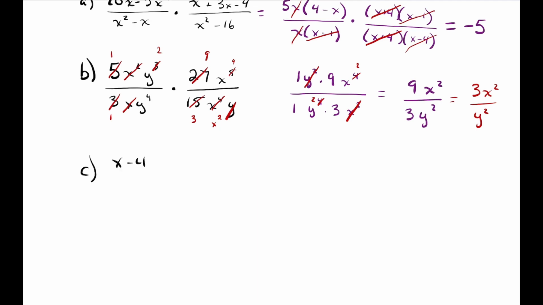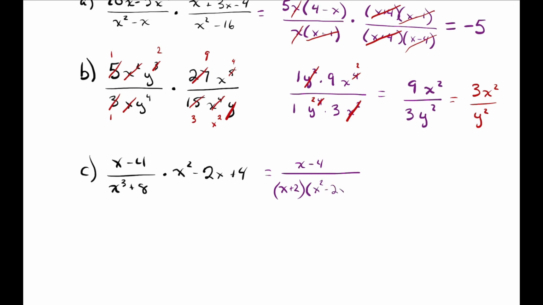So we go x minus 4 over x to the third plus 8. We're going to multiply that times x squared minus 2x plus 4. Now, we're going to go ahead and factor these two expressions. X minus 4 doesn't factor. And the bottom is the sum of cubes. So we will factor that sum of cubes to x plus 2 and then x squared minus 2x plus 4. So keep working that pattern if you don't have that one figured out yet.